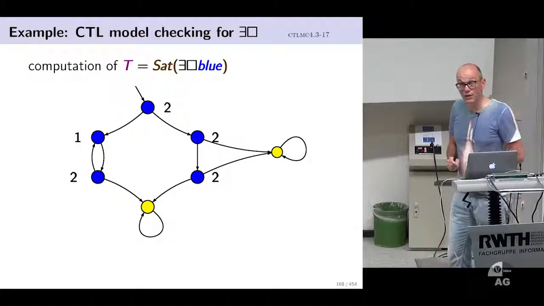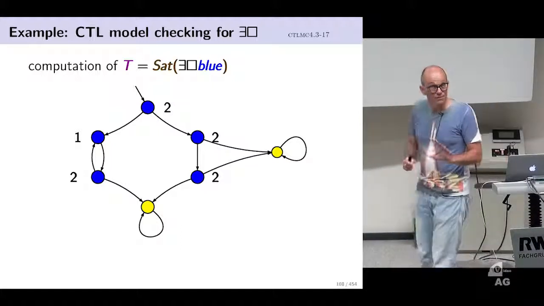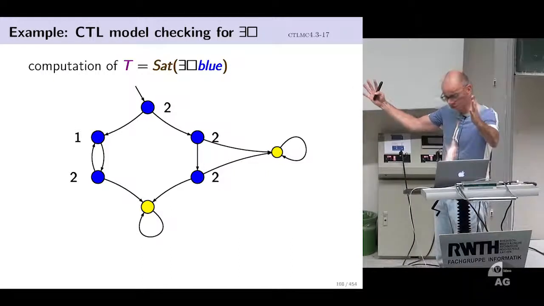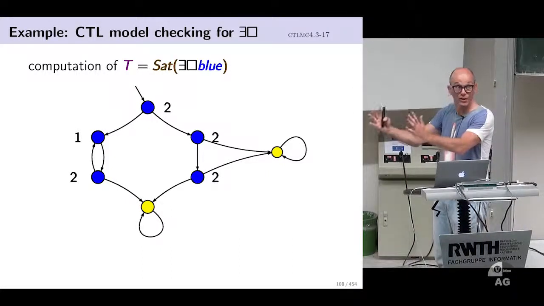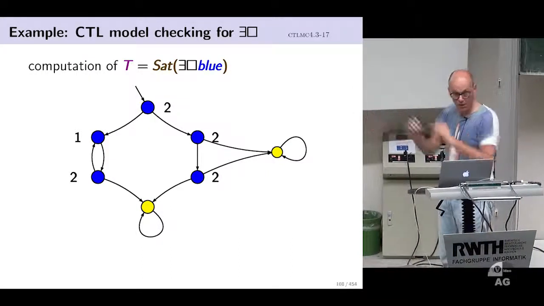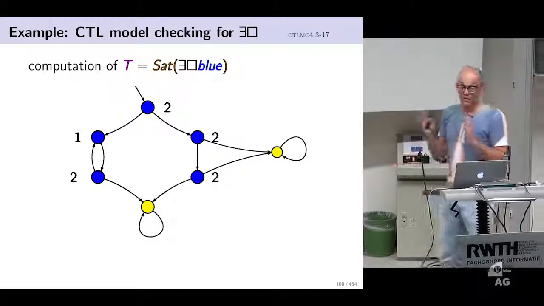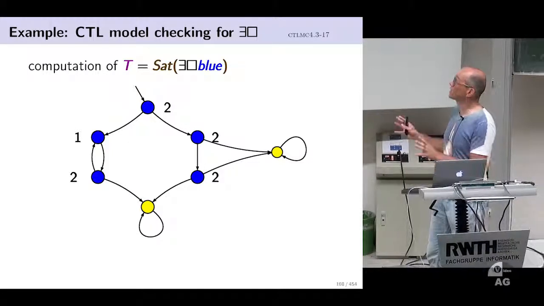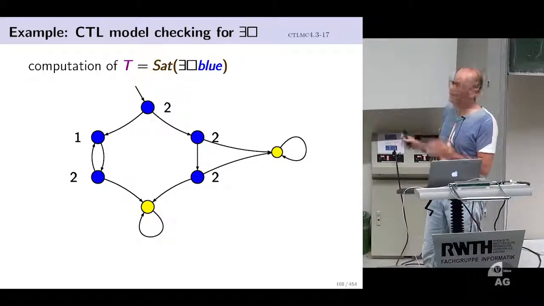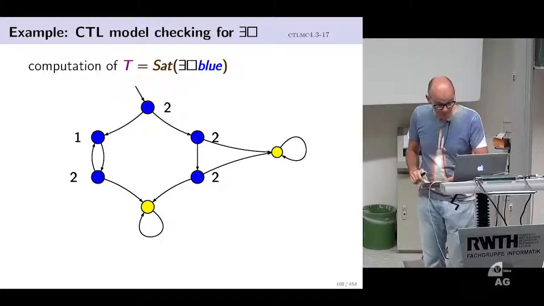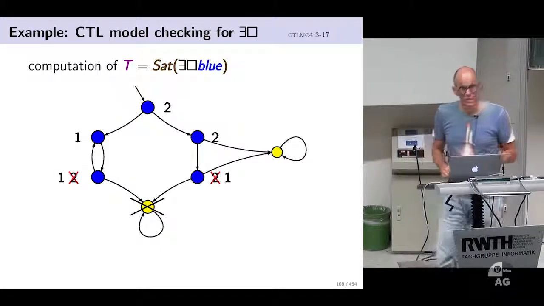We start first with having all the blue states. Remember, we start with all the blue states and shrink this set by successively eliminating states. The first thing is we add those counters. Initially, the counters for all the blue states are just the number of outgoing edges. So this has 2 outgoing edges, so it just has the counter value 2. And now we start our computation.